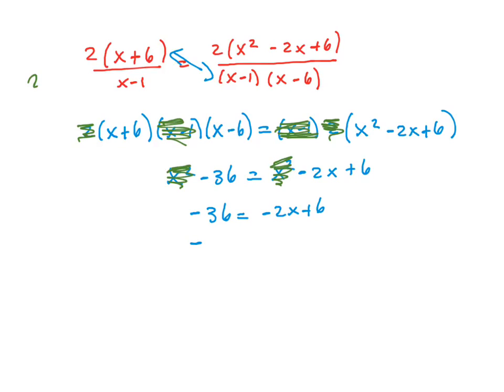And then we're left with negative 36 equals negative 2x plus 6. So when we solve for this, we have negative 42 equals negative 2x. And then we have x equals 21. And when you check this, this does work out. So we know that's the right answer. So that's the second part, and that's for how to solve for x.